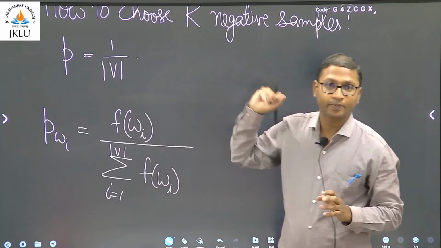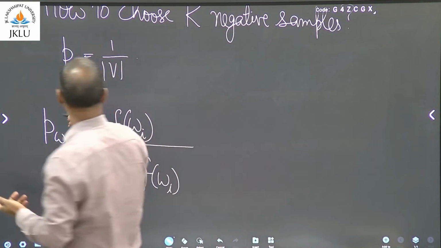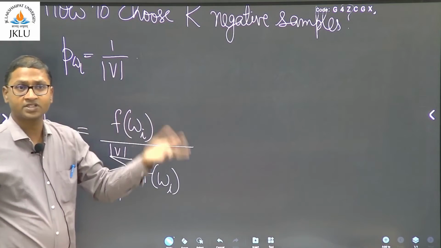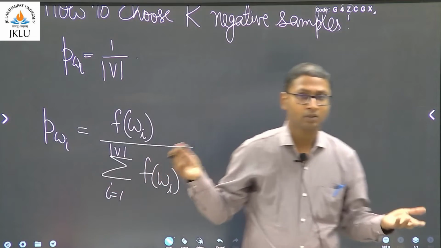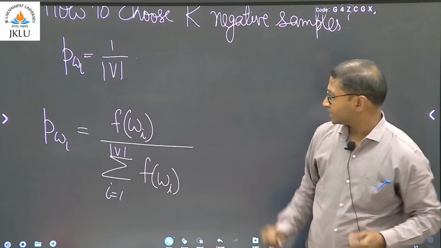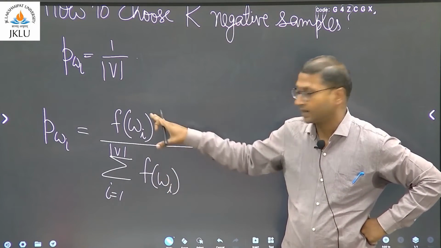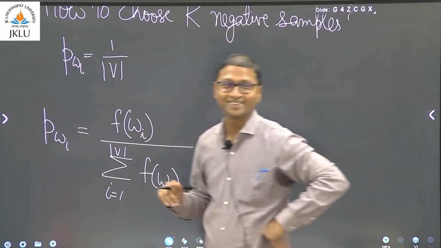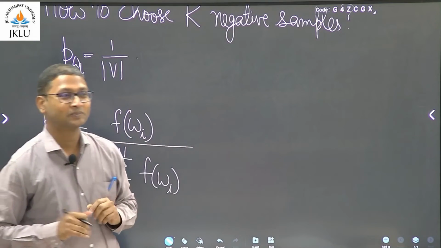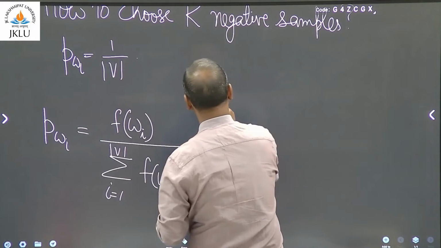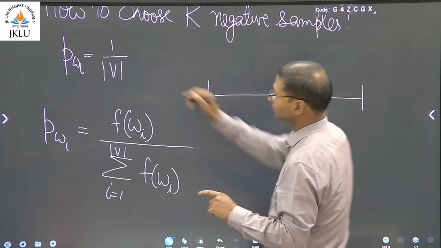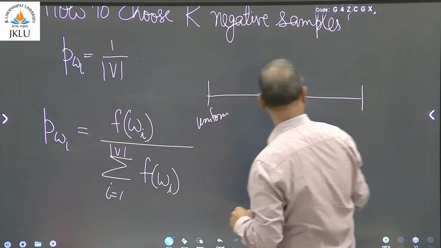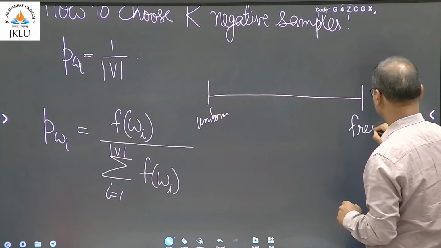So this is another probability distribution. Does this make sense? Here in this case P of wi is simply 1 over mod V, which is the same for every word. In this case it is this. So how is this good or bad? By the way, they don't do this either. So what they say is that there is a whole spectrum between uniform and frequency.